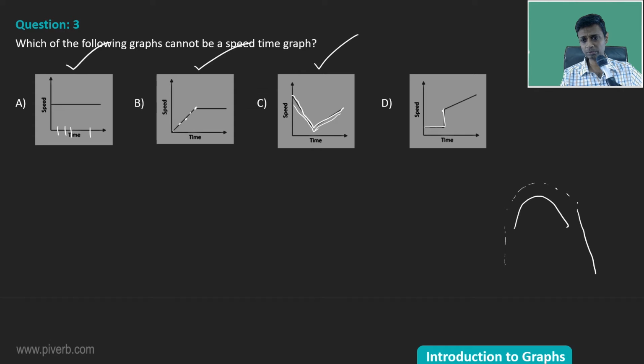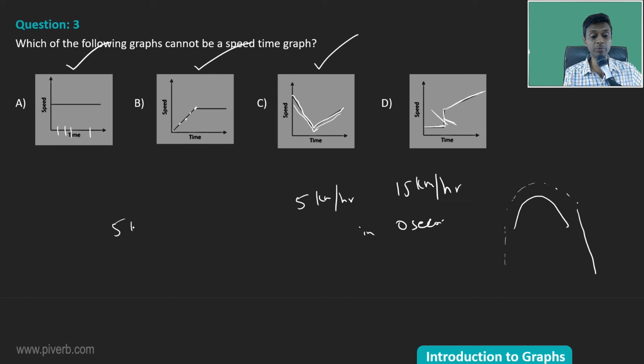then jumps up and then increases. It can continue to increase. It can be constant, but it cannot go from 5 kilometers per hour to 15 kilometers per hour in 0 seconds. There cannot be a vertical climb. You cannot have a vertical climb or a backward climb. You cannot have a vehicle that's traveling at 5 kilometers per hour and then seamlessly traveling at 15 kilometers per hour. It needs to have time to go from 5 to 15.